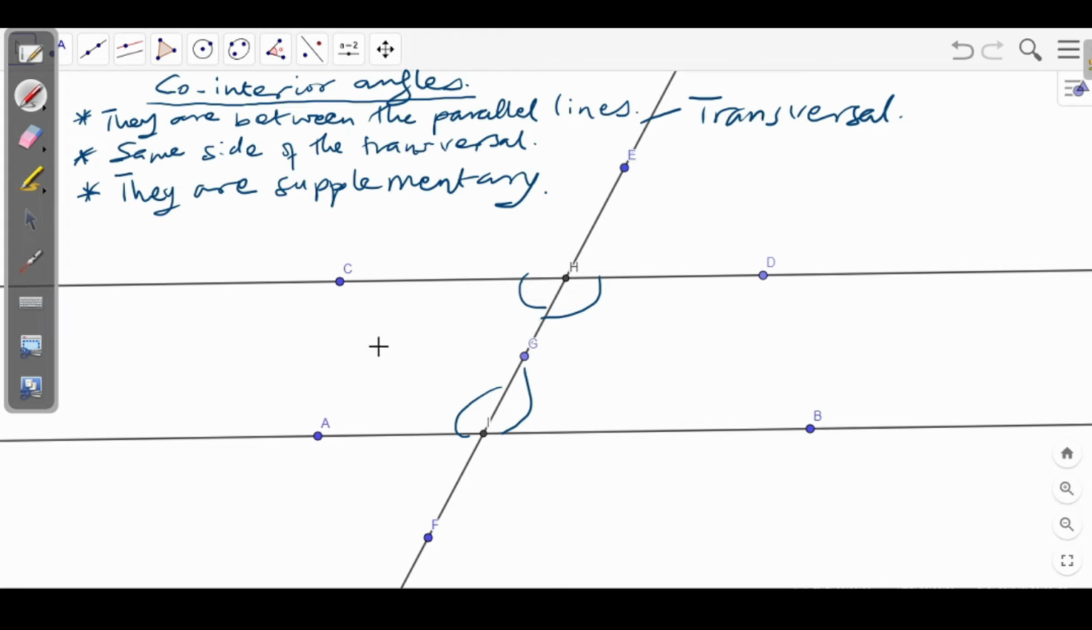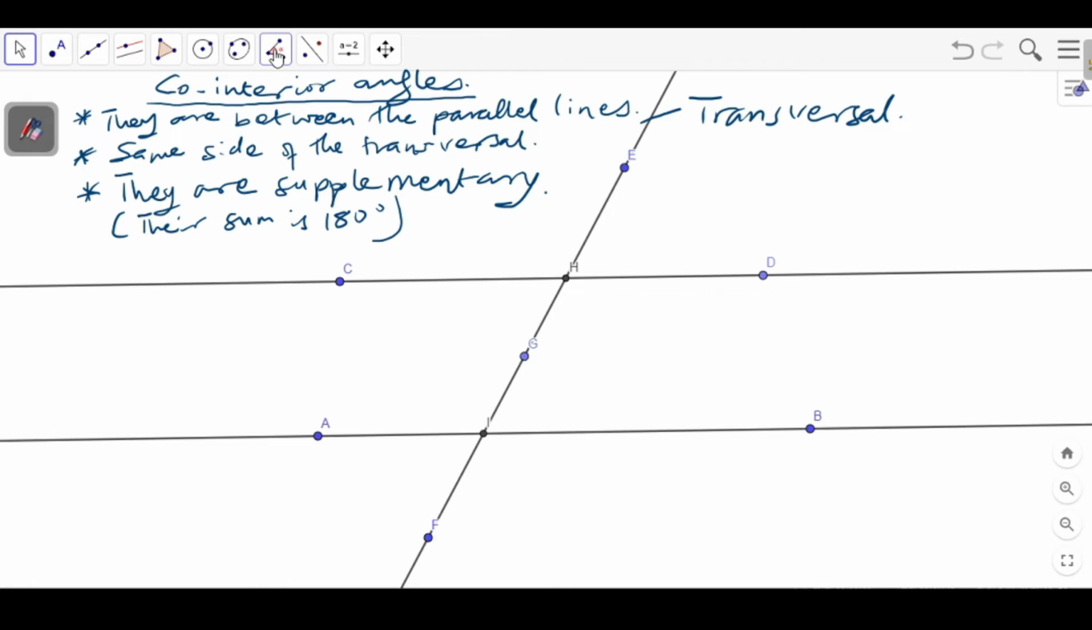And in case you don't know what supplementary angles are, supplementary angles sum up to 180, or they add up to 180. Obviously, that is the reason why we are using GeoGebra. So we'll verify to see whether co-interior angles are indeed supplementary.